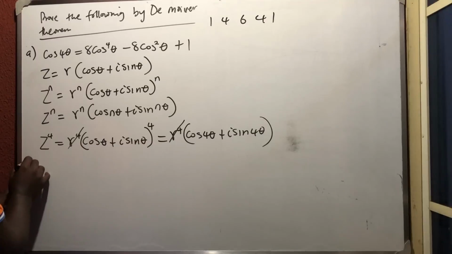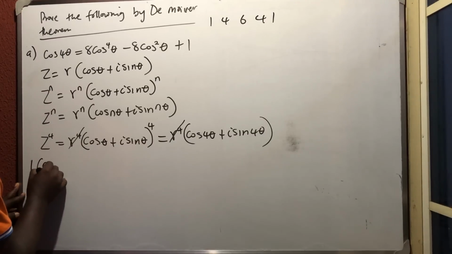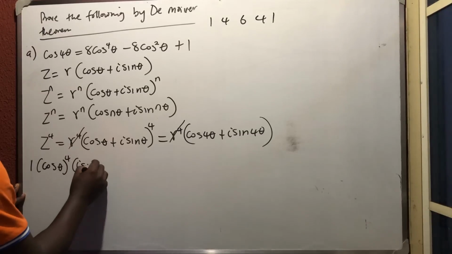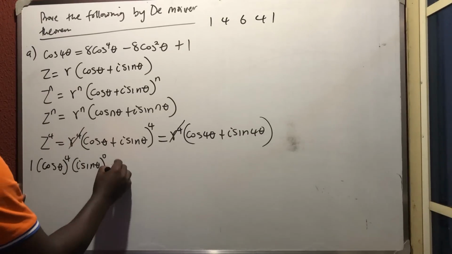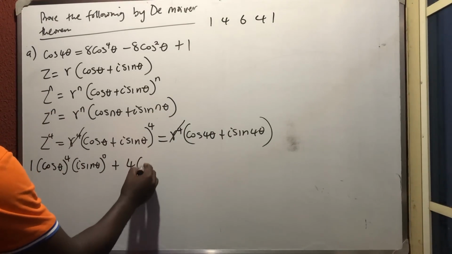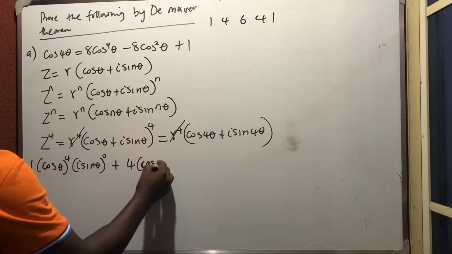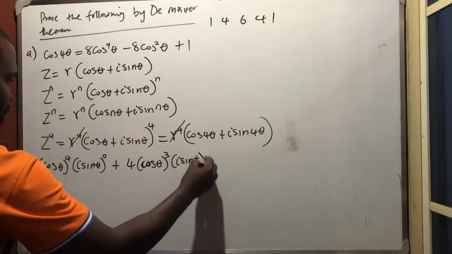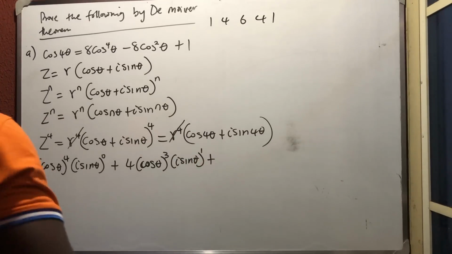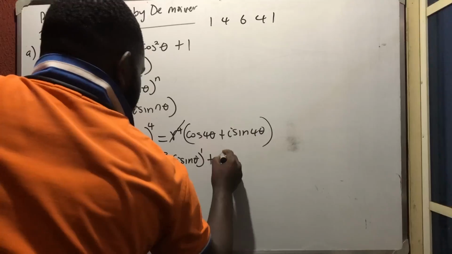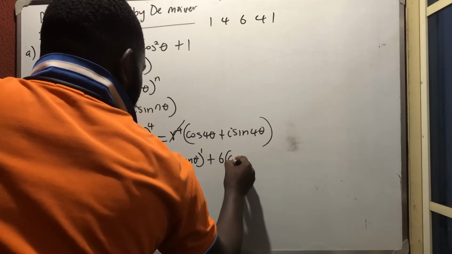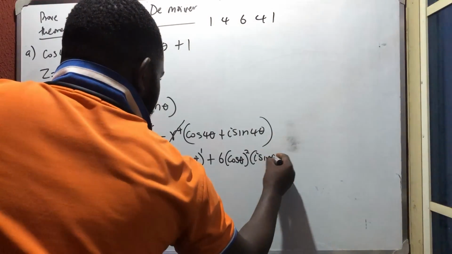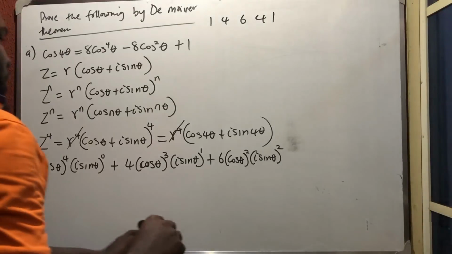So you say 1, then take the first one, which is cos^4 theta, then the other one is i sine theta. We start from 0. Plus, then take the next one, 4 cos theta will now be raised to power 3, and then i sine theta will be raised to power 1. Plus the next one is 6, then you have cos theta raised to power 2, and i sine theta raised to power 2 again.